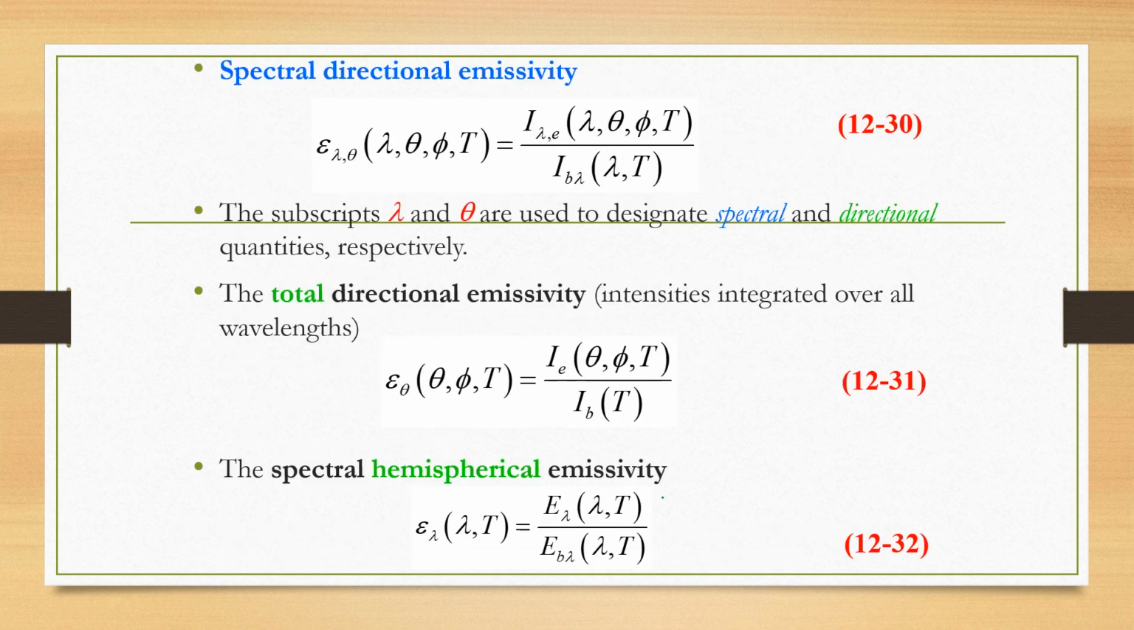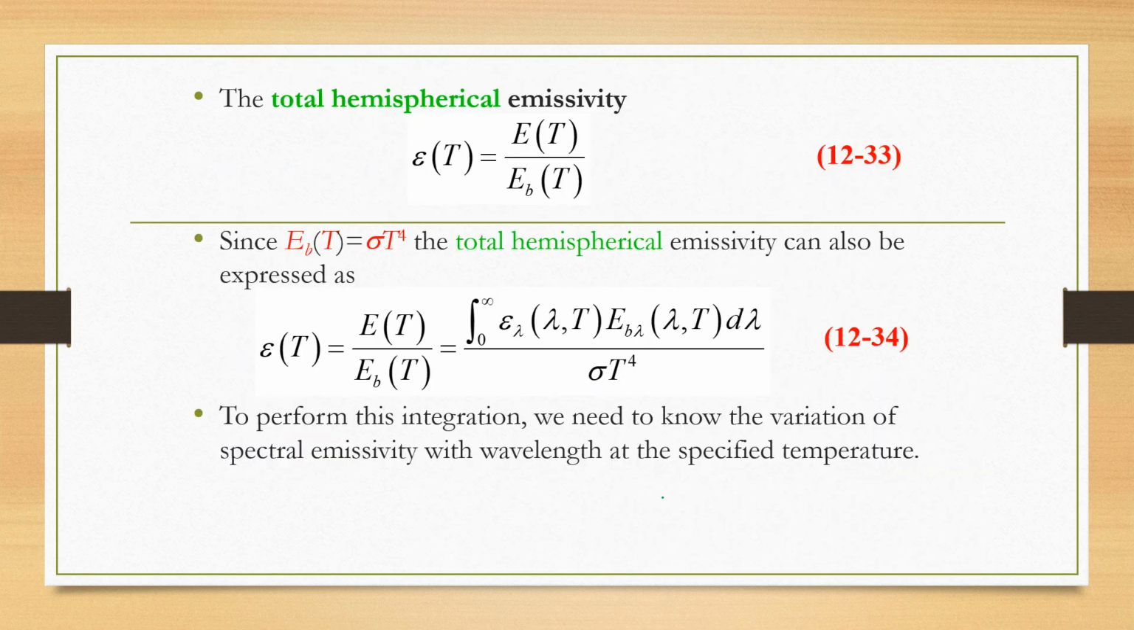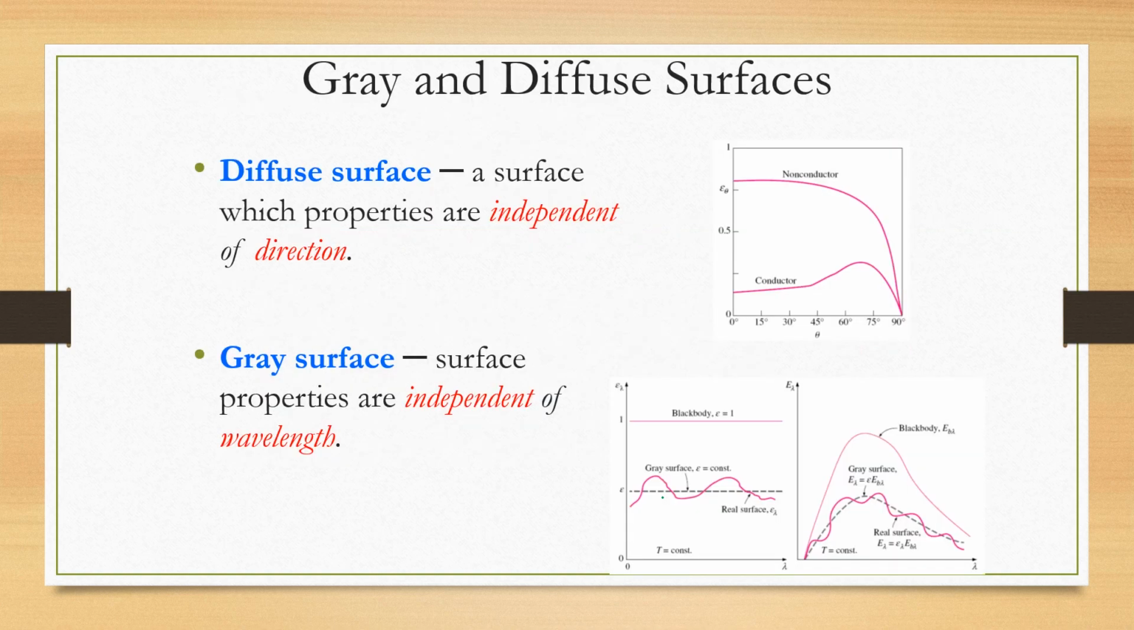This is not necessarily for you to understand, because the derivation is not in your subject at your level. Now we have to take a look at the gray and diffuse surface.